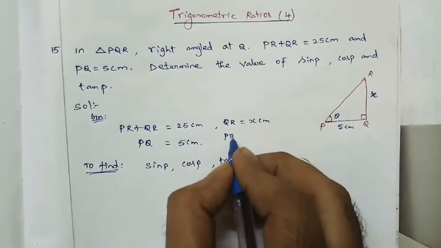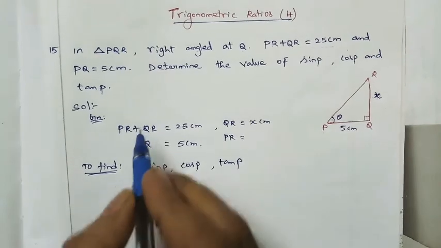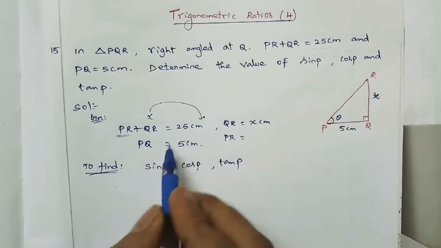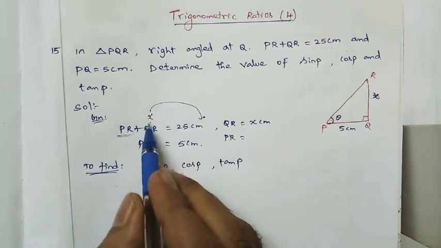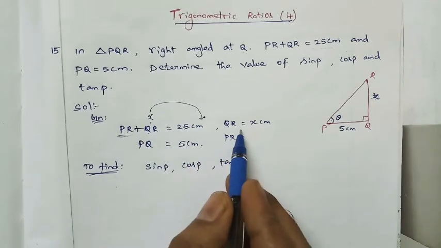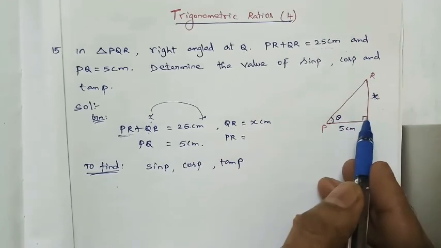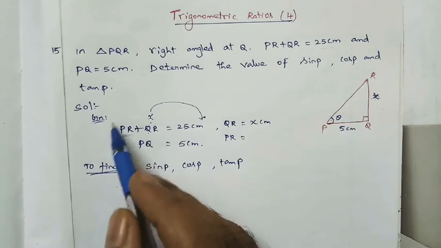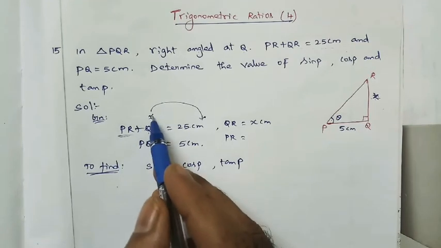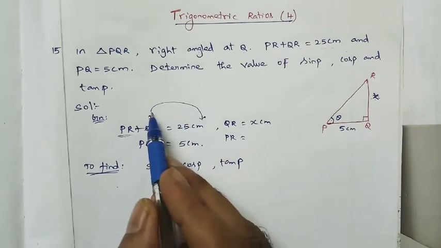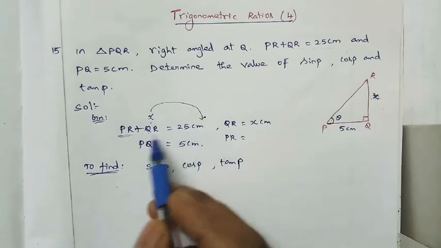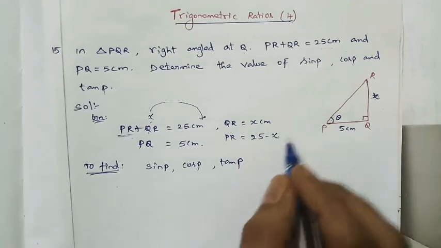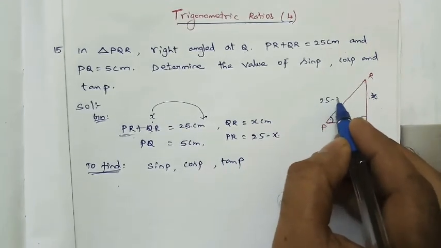Then what is PR? QR is equal to x centimeter, so I'm going to find PR in terms of x, taking x to the RHS, it will become minus x. So PR is equal to 25 minus x centimeter.